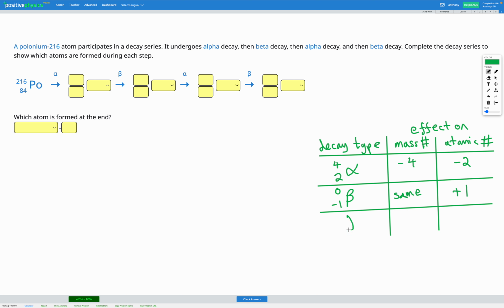Then we have gamma decay. Remember, gamma is a high-speed electromagnetic wave, so it has no atomic number and no mass number. So that has no effect on our mass number or on our atomic number.